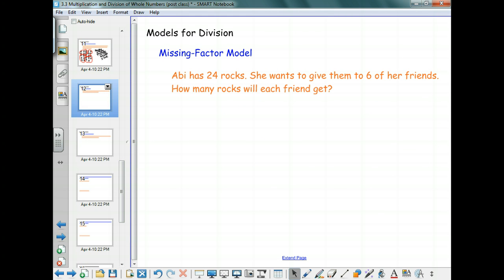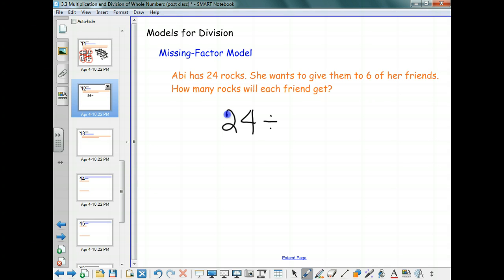The next one is a missing factor model. We'll read the problem again that I have here. Abby has 24 rocks. She wants to give them to 6 of her friends. How many rocks will each friend get? Okay, so same question, but it looks a little bit different. So what does this look like? Well, picture-wise, it looks like this.